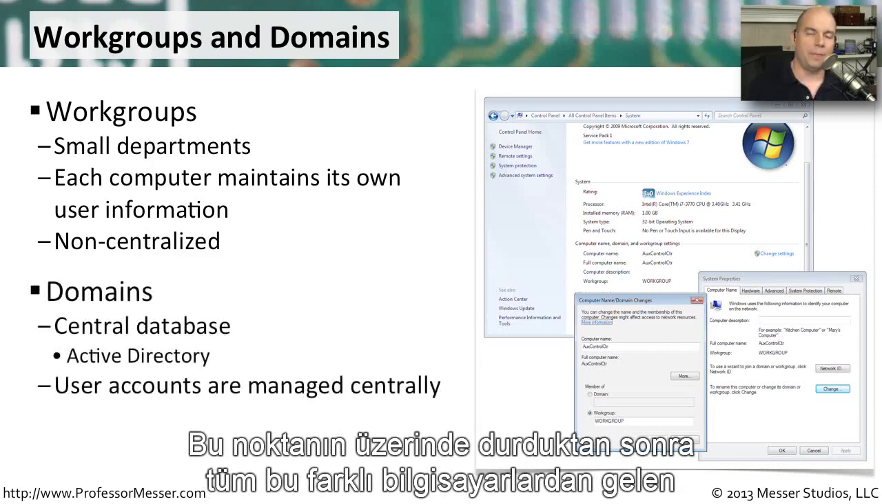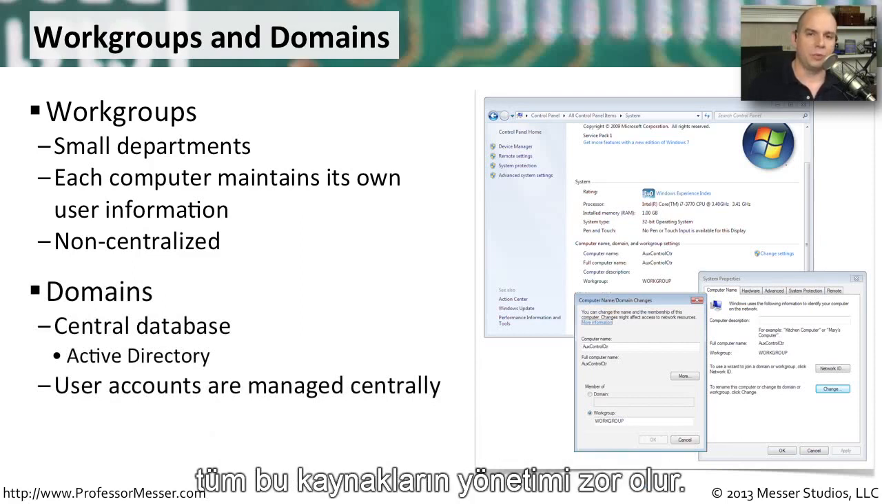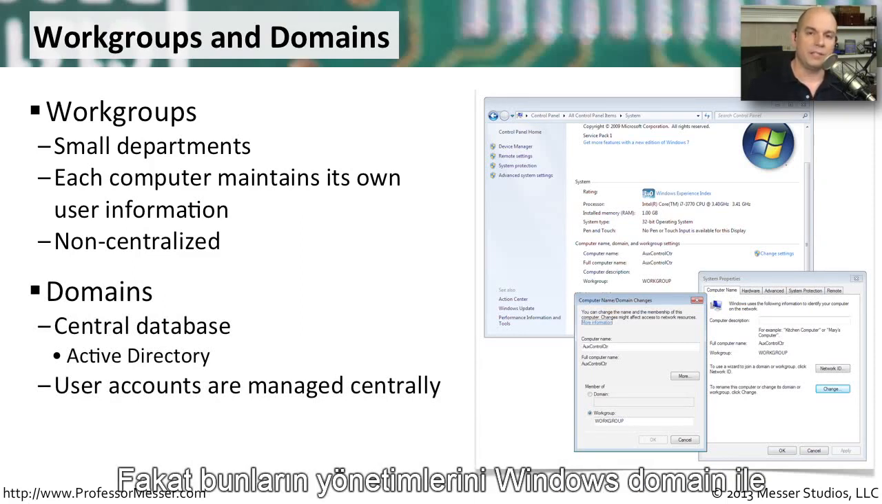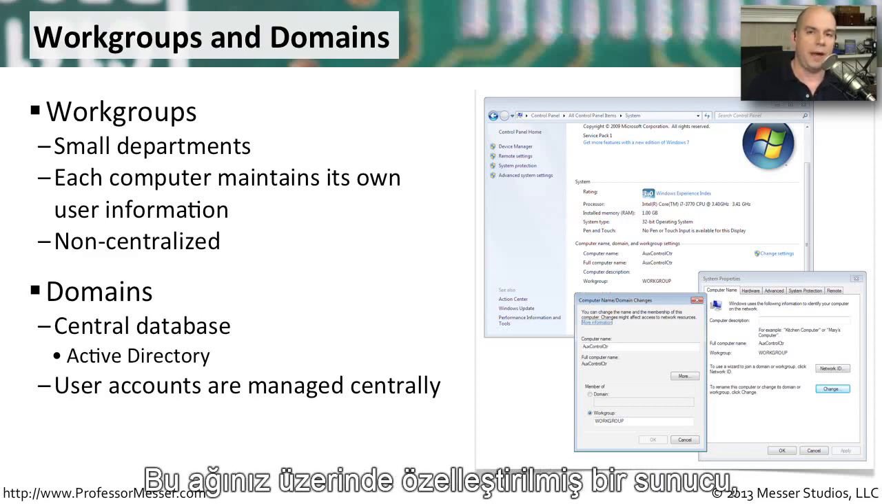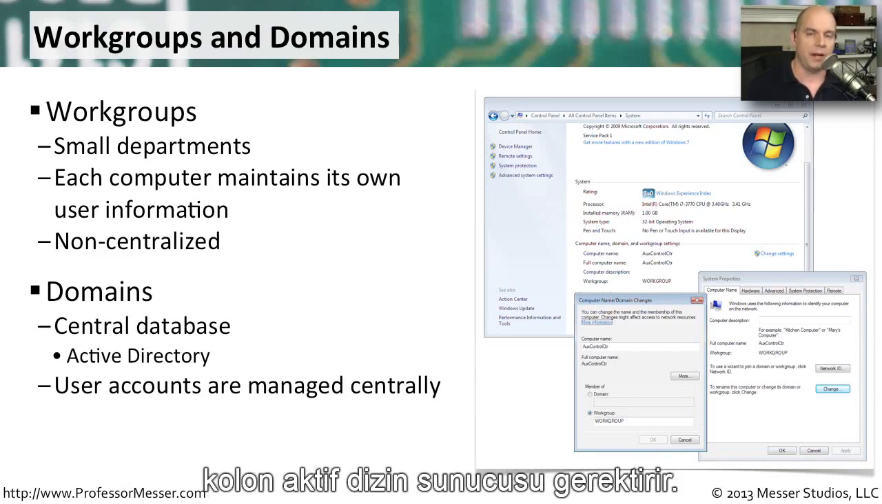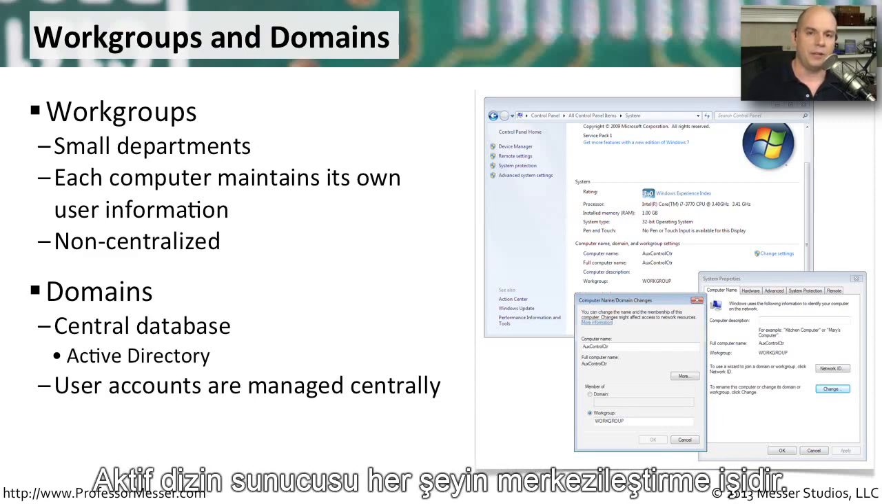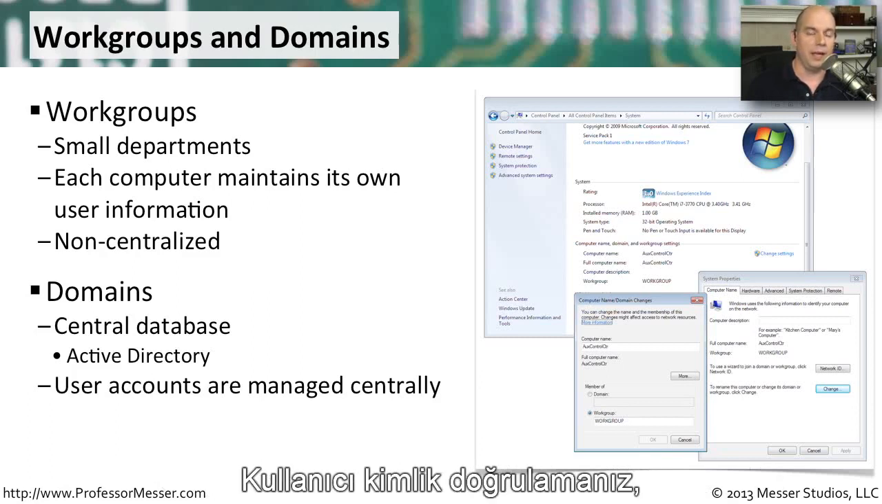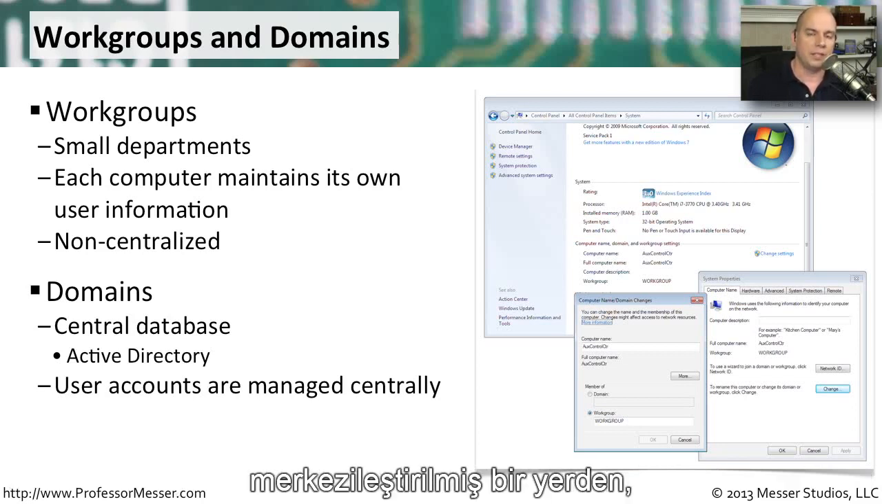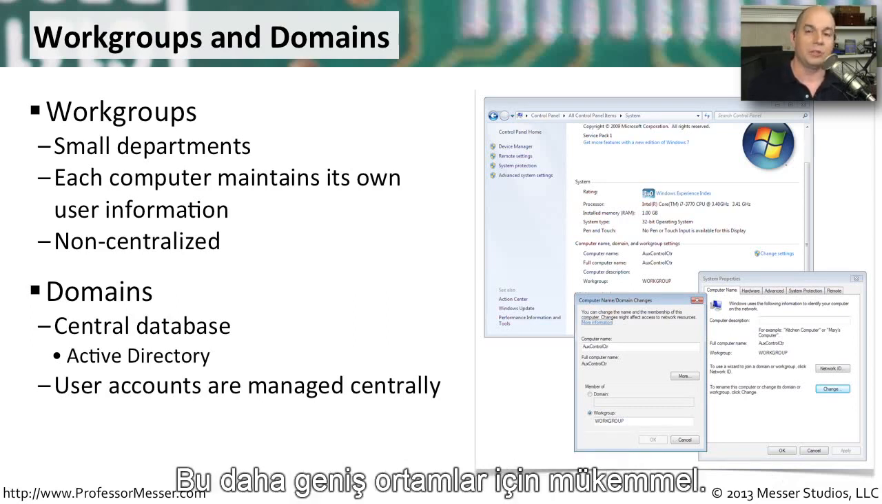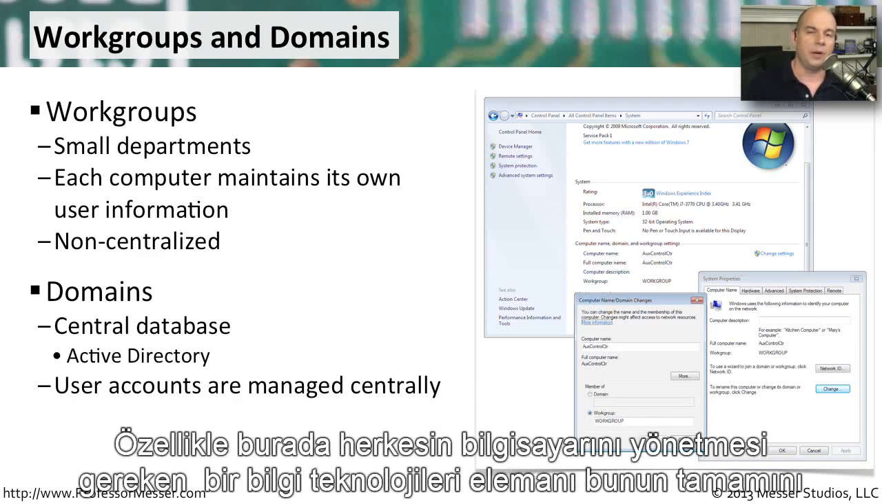When you hit that point where it becomes difficult to manage all of these resources on all of these different computers, then you may want to centralize all of that management into something called a Windows domain. This requires that you have a specialized server called an Active Directory server on your network, and that Active Directory server is where everything is going to be centralized. Your user authentication, your resource allocation, you can even control what different computers are able to do on the network, all from this central place. You don't have to visit everybody's individual computer to be able to control those. So it's perfect for those larger environments, especially where you have one IT person who needs to manage everybody's computer all from one place.